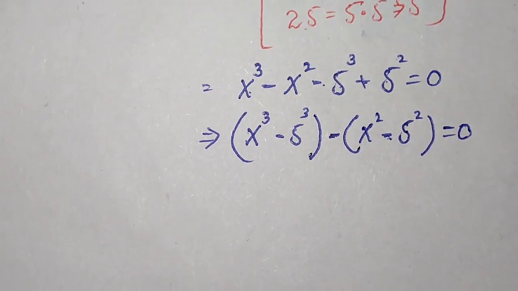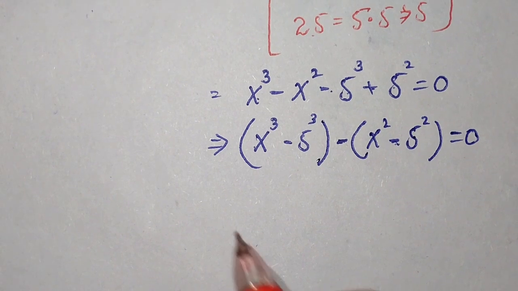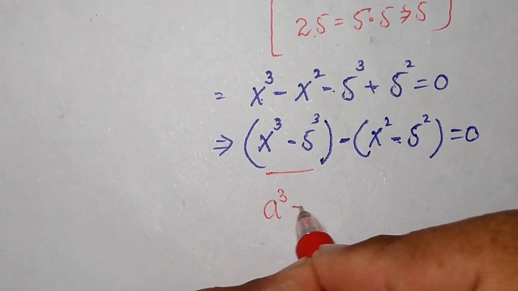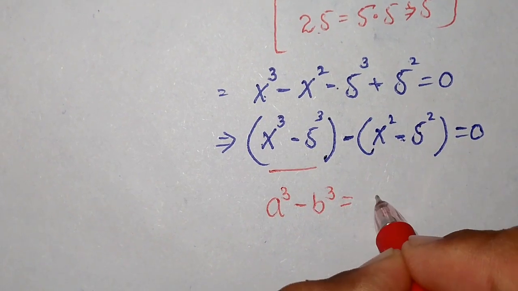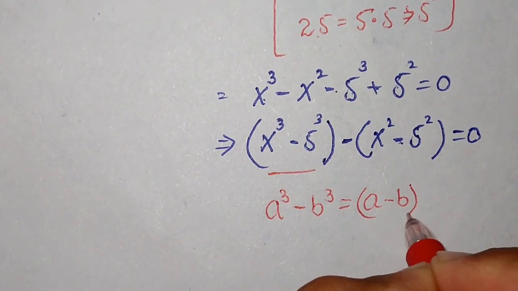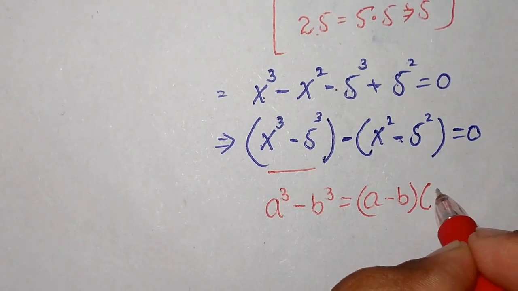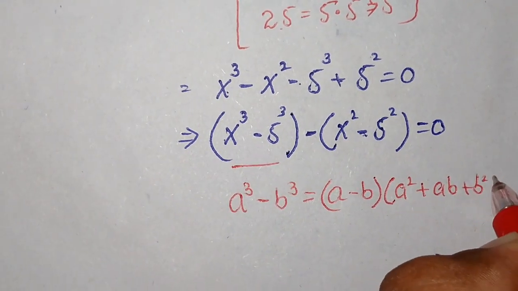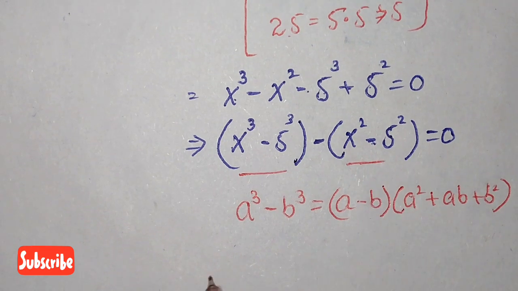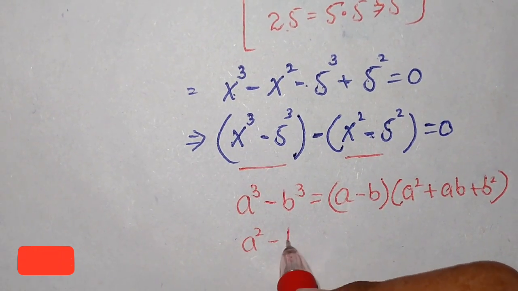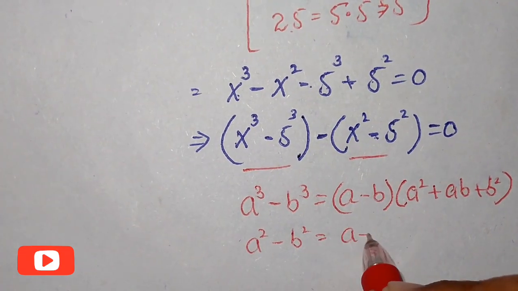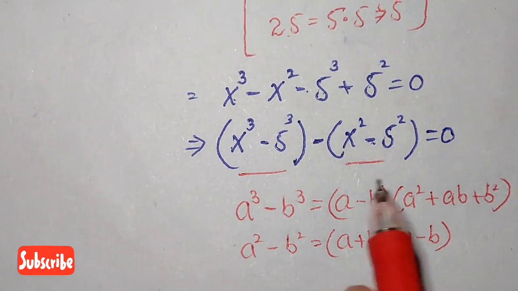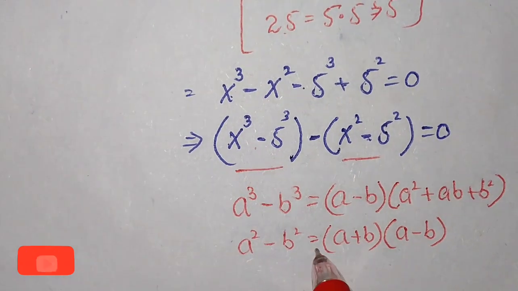Now to solve this interesting question, here we have to use two identities. For this we have to use the identity a cube minus b cube is equal to a minus b, bracket, times a square plus ab plus b square. And for this we have to use the identity a square minus b square, which is equal to a plus b, bracket, times a minus b. So we have to use this identity for this and this for this.